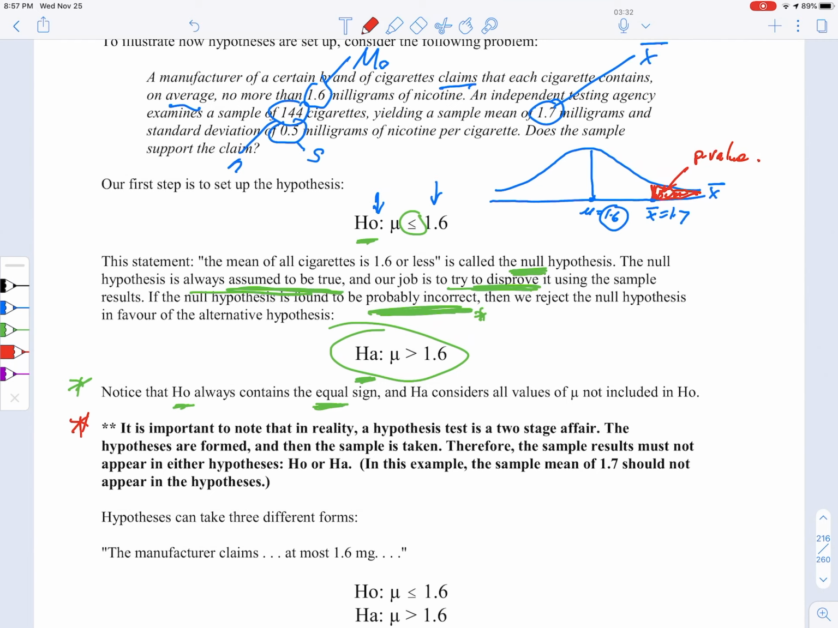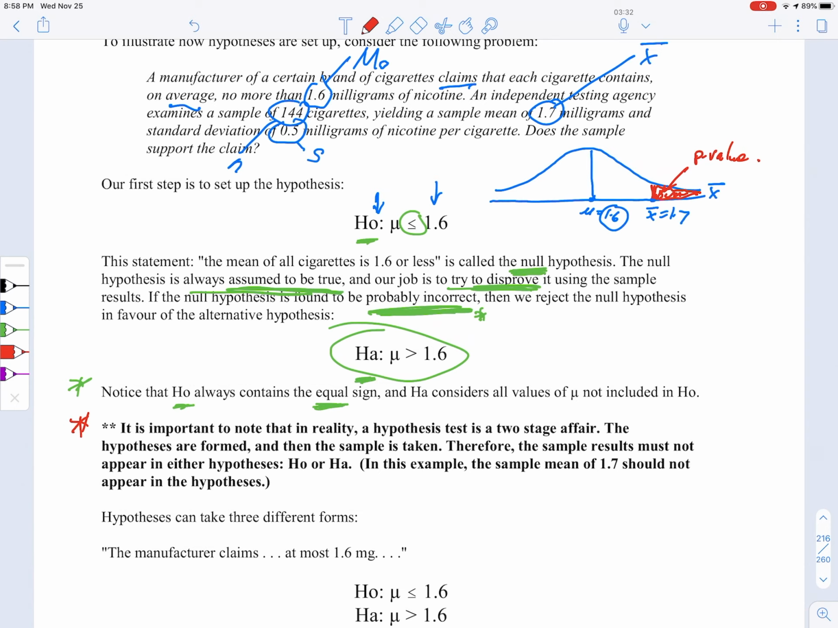I've got another important note down here, and it says, it's important to note that in reality, a hypothesis test is a two-stage affair. The hypotheses are formed and then the sample is taken. That actually takes some time. Why are we actually doing a particular test? Well, it's to test a hypothesis. So you come up with the hypothesis, and then you come up with what we call the sample design, and we'll talk more about that in Business 307.